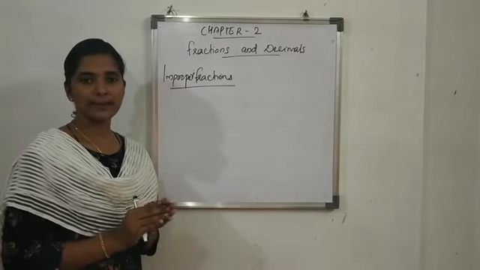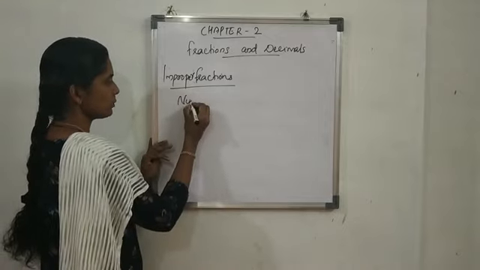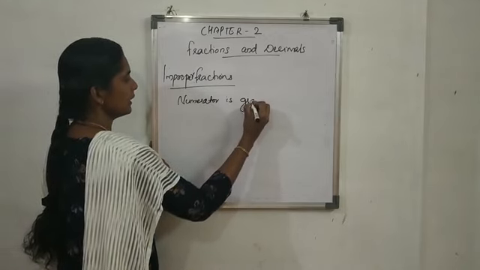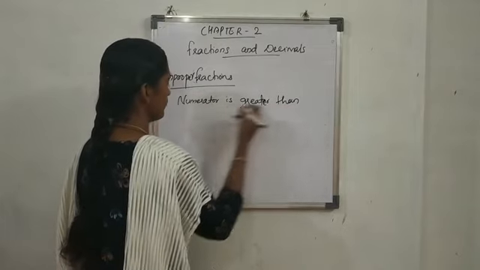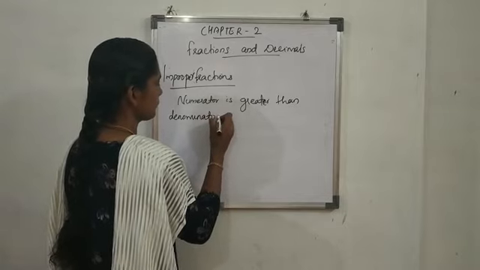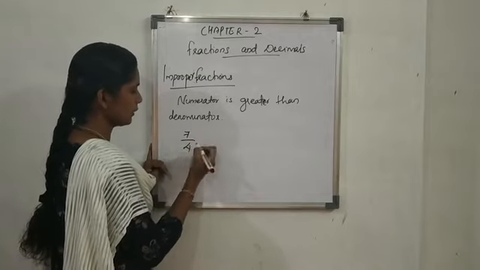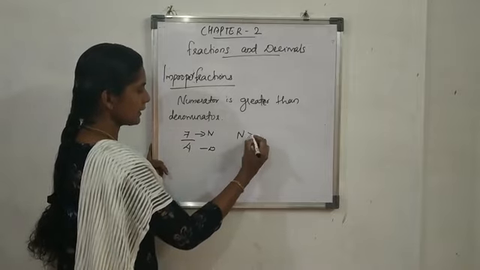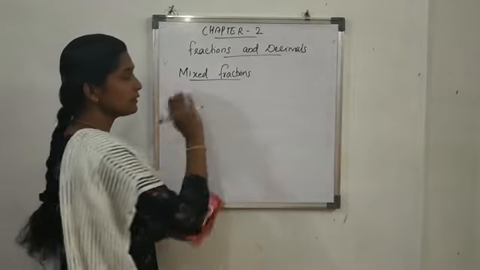Improper fraction means the numerator is greater than the denominator. Just remember this one. This is an improper fraction. As an example you can write 7 by 4. The numerator is 7 and the denominator is 4, so the numerator is greater than the denominator. That is an improper fraction.